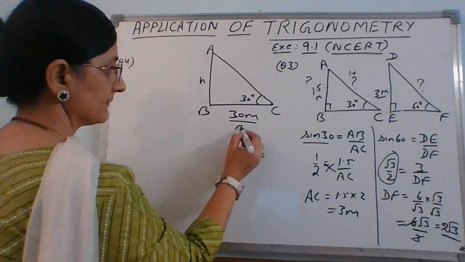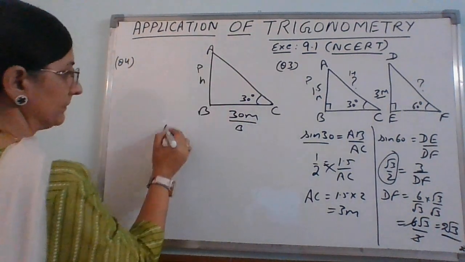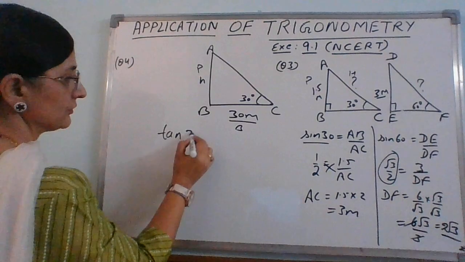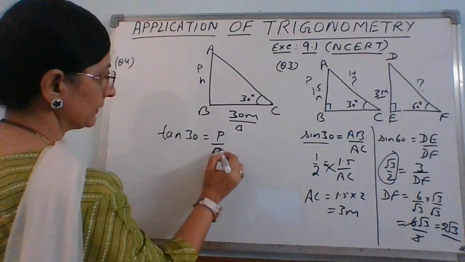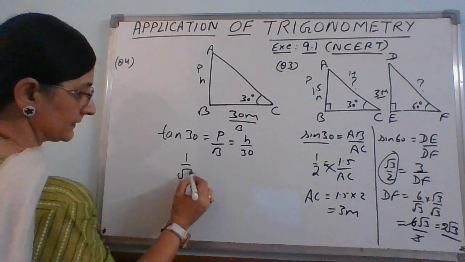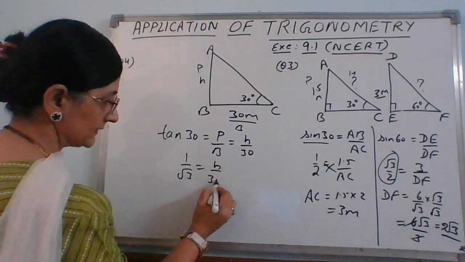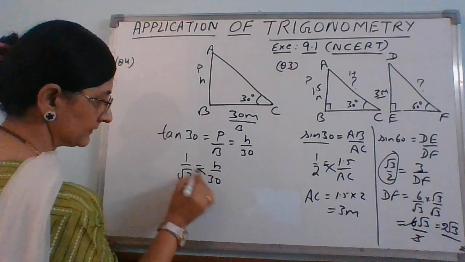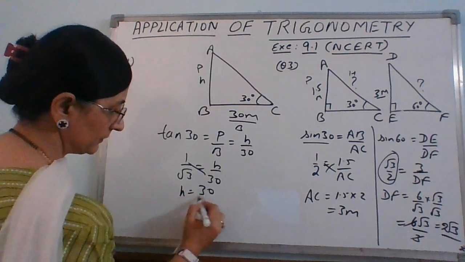It is 30 meters away and the angle made at this point is 30 degree. Now we have base. We have to find perpendicular, apply tangent, right? Tangent 30 is equal to perpendicular upon base, and that is h upon 30. What is tan 30? That is 1 by root 3. h upon 30, cross कर लो, right? 30 comes here, so h is equal to 30 upon root 3.